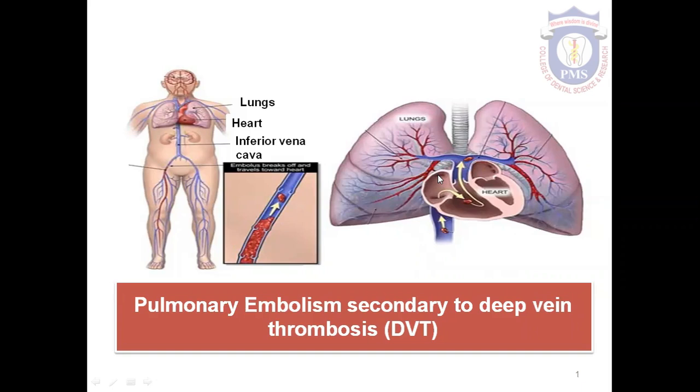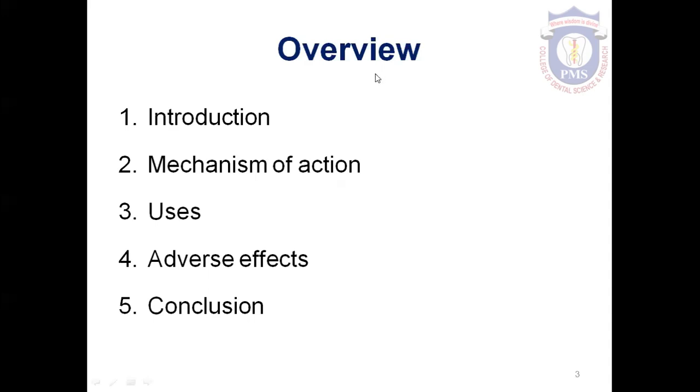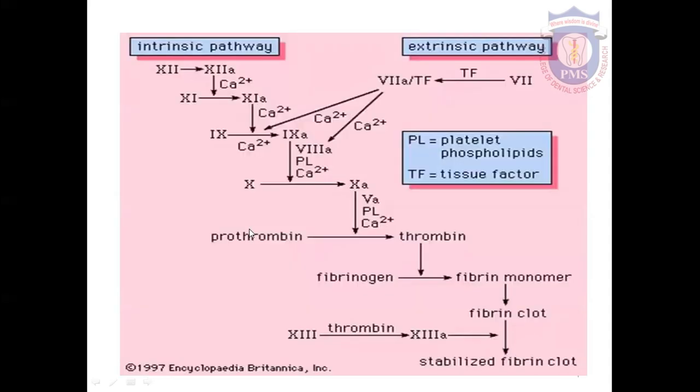And there will be symptoms of pulmonary embolism. For the treatment of this condition, we use a parenteral anticoagulant which can dissolve the blood clots, and that is heparin. So we'll be discussing under the following headings: introduction, mechanism of action, uses, adverse effects, and conclusion.